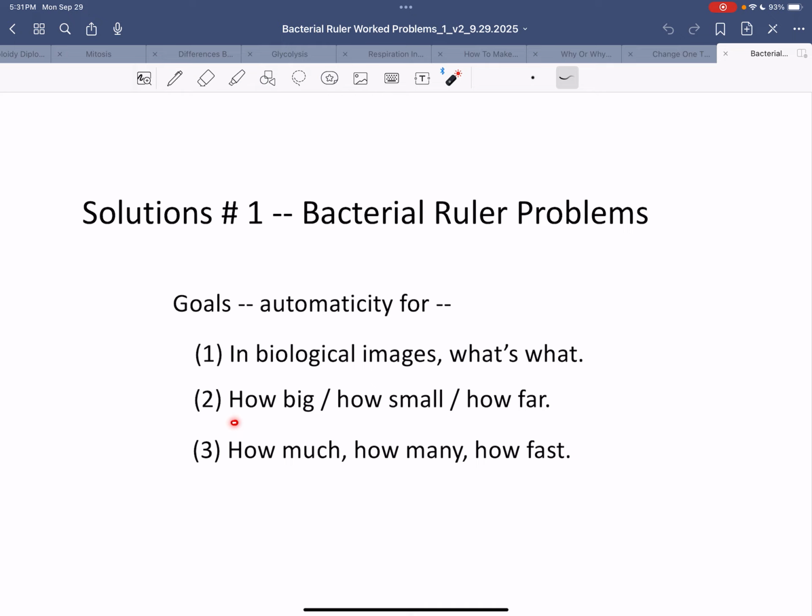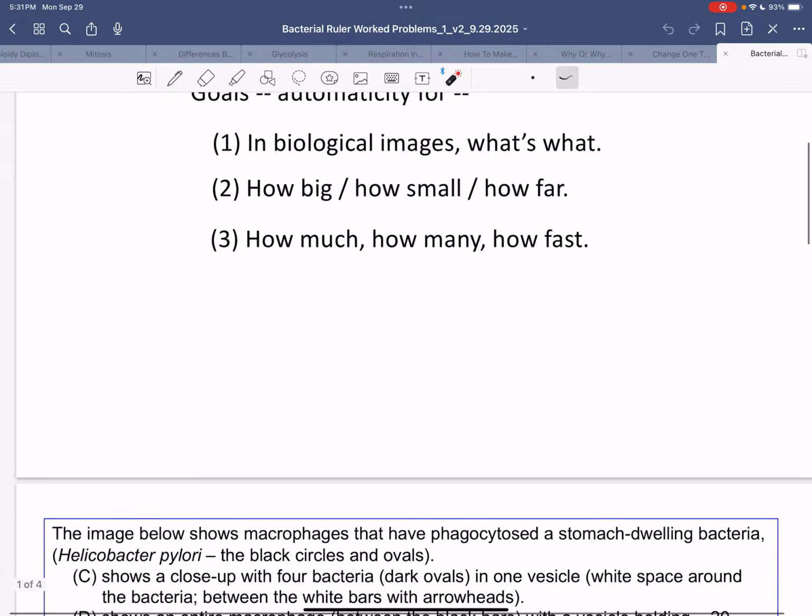Second goal is getting a quick automatic understanding of how big, how small, and how far things are in these images, and then also how much, how many, and how fast.